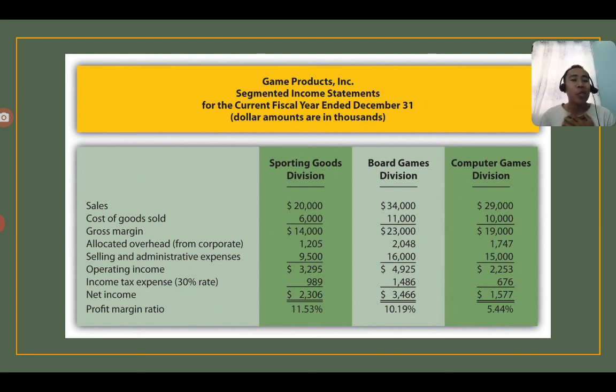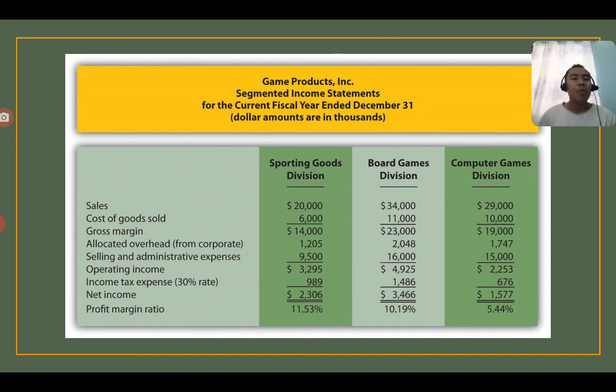Would it be fair to other divisions? Of course, it wouldn't be fair, because the net income also depends on the sales obtained by the different divisions.